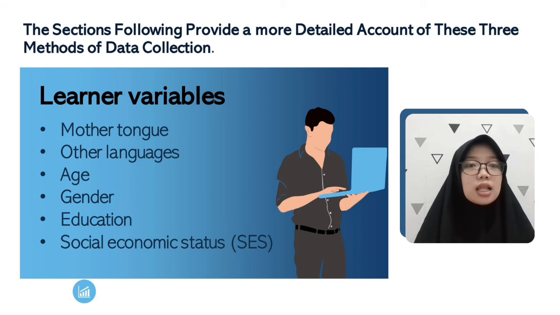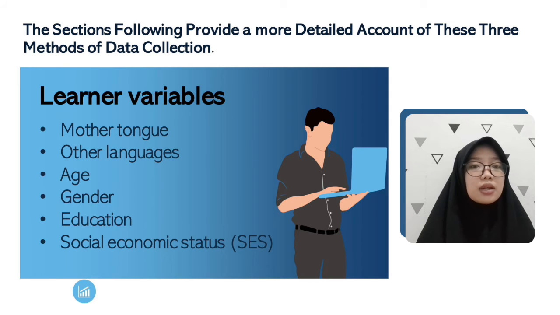As you can see in the slide, there are several learner variables. The first one is the mother tongue, that is the languages the participant learned as a child. The second is other languages, that is any other languages the participants have learned as a second or foreign language. The third is age, stated in years and months, for example 8.3 years. And the fourth is gender, that is the number of male and female learners in the sample.